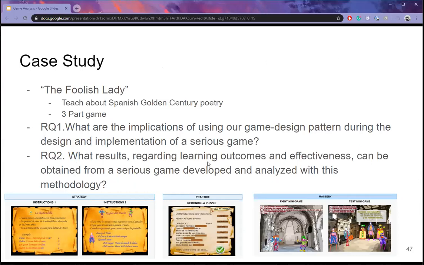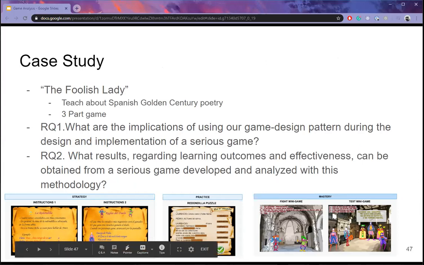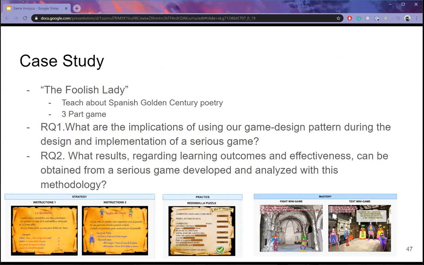And now we go to the case study performed by the authors in order to apply their methods. Yes, so for the case study, the authors decided to analyze a game called The Foolish Lady, which is a game designed to teach children about Spanish Golden Age poetry. And like mentioned before, the game is split into three parts. The strategy phase, where the player learns about the rule sets; practice, where they can safely employ or test their existing knowledge; and then the mastery phase, where the different tasks are a bit more demanding and testing of the user.